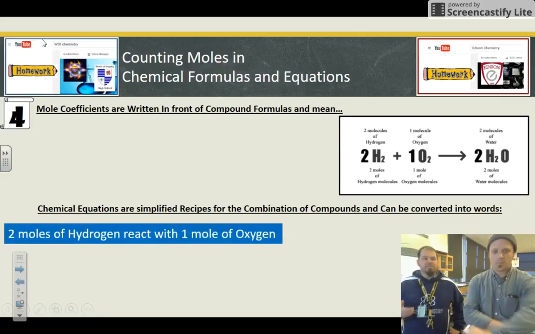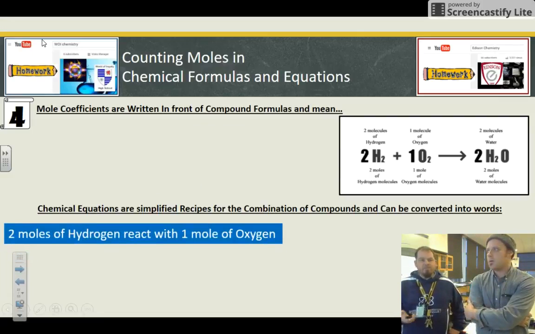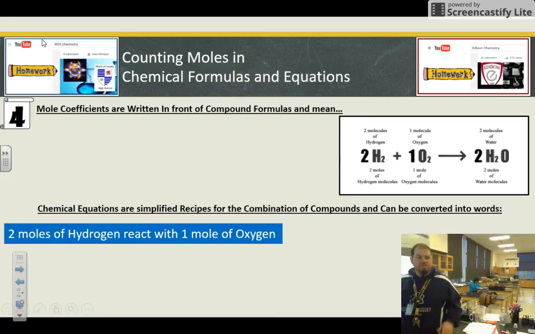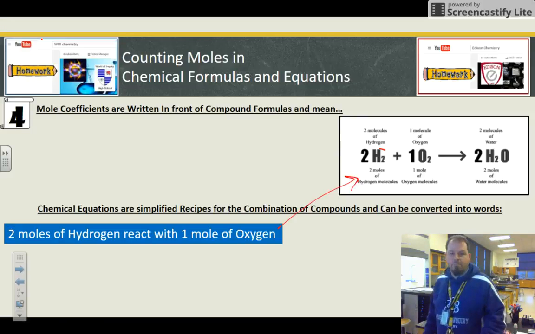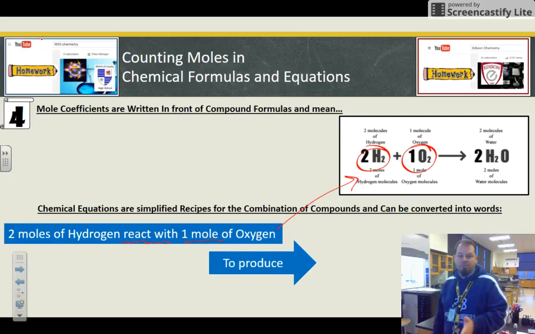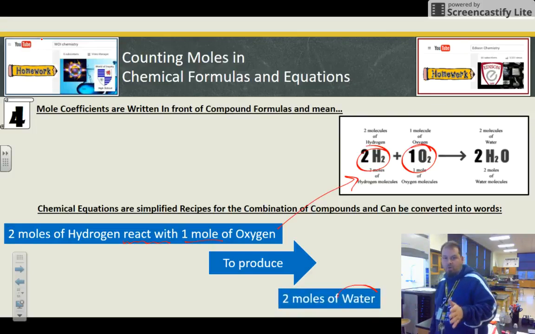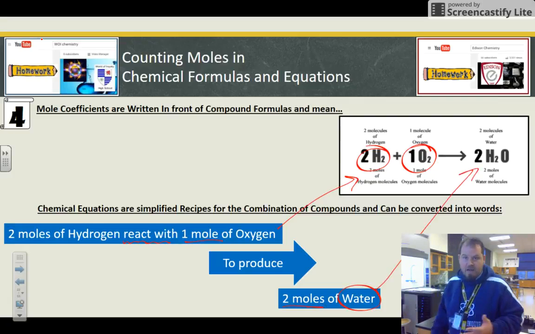Chemical equations are a simplified recipe. 2 moles of hydrogen react with 1 mole of oxygen. This is right from this box we're reading. There's some practice on this. You need to be able to write these words out from this chemical reaction. React to form, or to produce, that's the arrow. And then it produces 2 moles of H2O, or 2 moles of water. You can name that however you want.